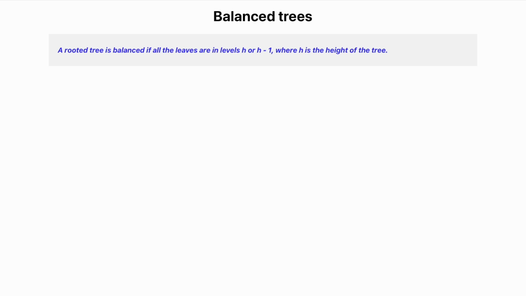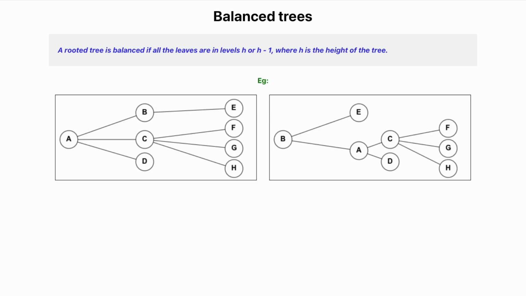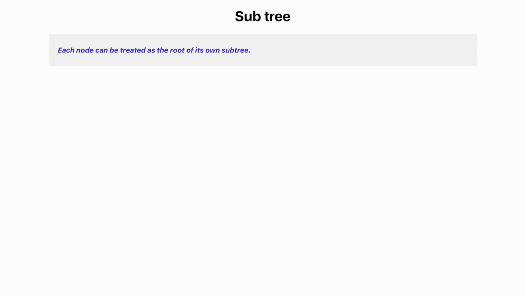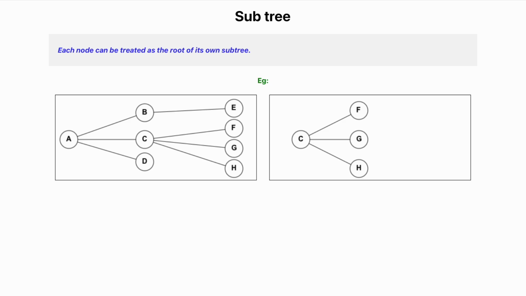Balanced tree. A rooted tree is balanced if all the leaves are at levels h or h minus 1, where h is the height of the tree. For example, the tree on the left side is balanced, whereas the tree on the right side is not balanced. Subtree. Each node can be treated as the root of its own subtree, making recursion a useful technique for tree traversal. For example, we can consider the tree rooted at vertex C.